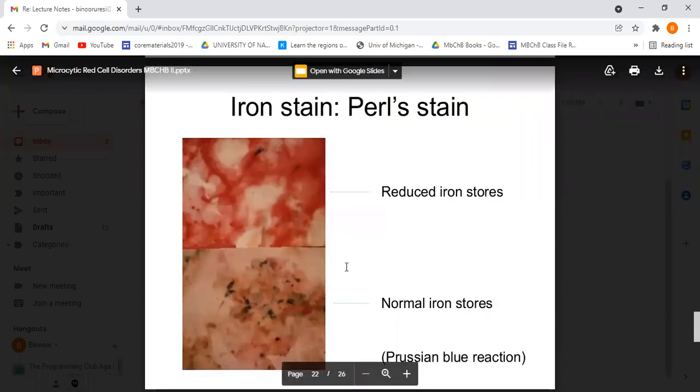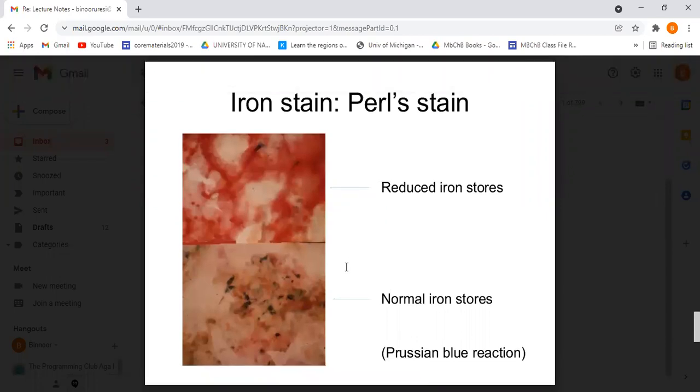Then before we go into that, we talk about sideroblastic anemias. We said in sideroblastic anemias, you have cells with a ring of iron deposition around the nucleus. So in a bone marrow, you'll be able to detect sideroblastic anemia or iron deficiency because of lack of iron in the storage form in the bone marrow. So this just shows that.